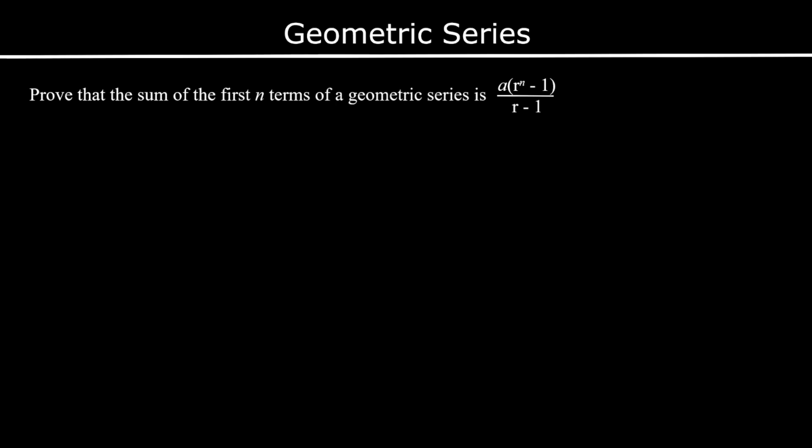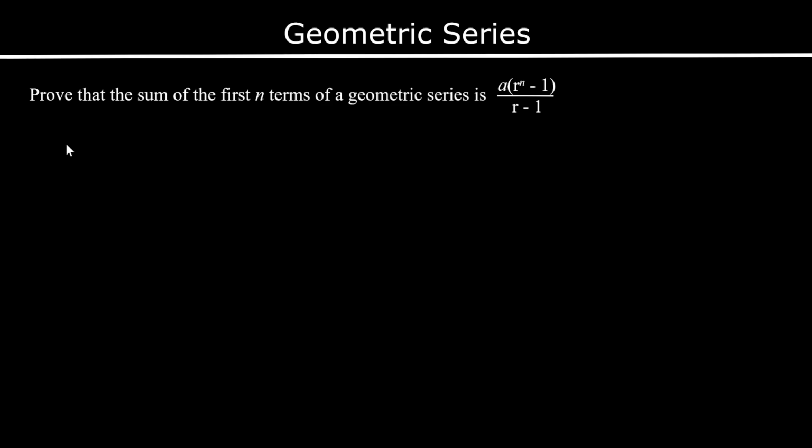A geometric series is the sum of all the terms in a geometric sequence. So it's a geometric sequence with all the terms added together. Prove that the sum of the first n terms in a geometric series is a times r to the power of n minus 1 all over r minus 1.